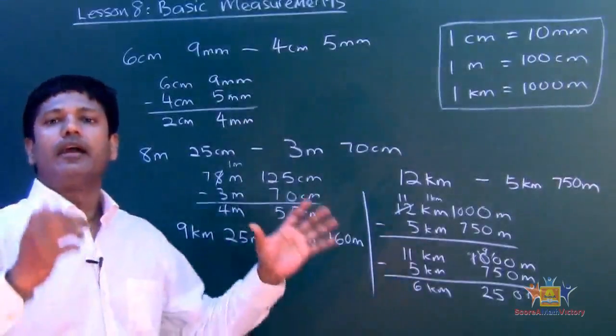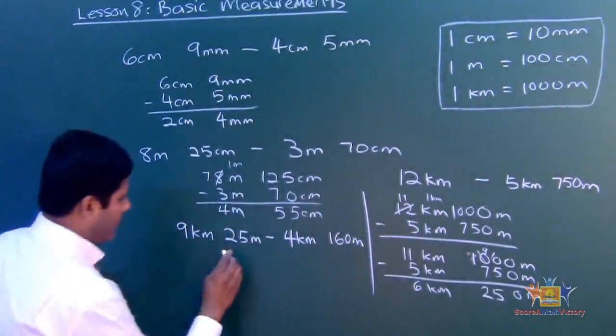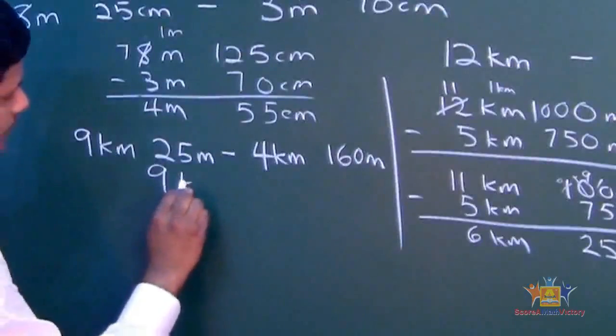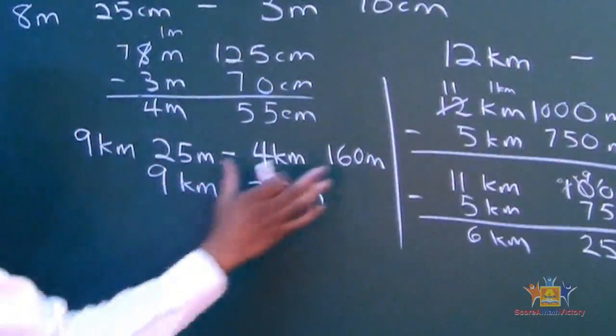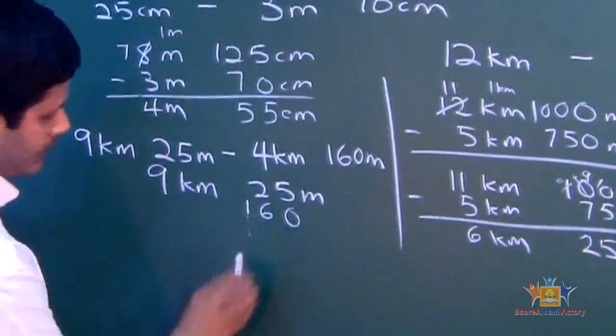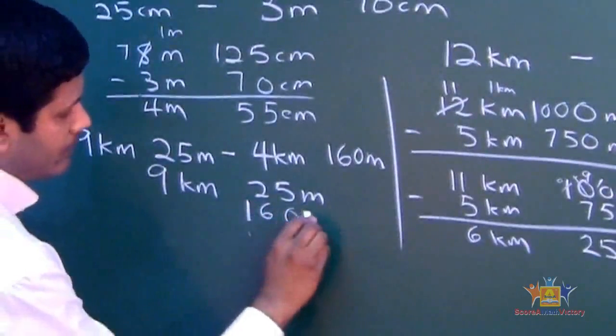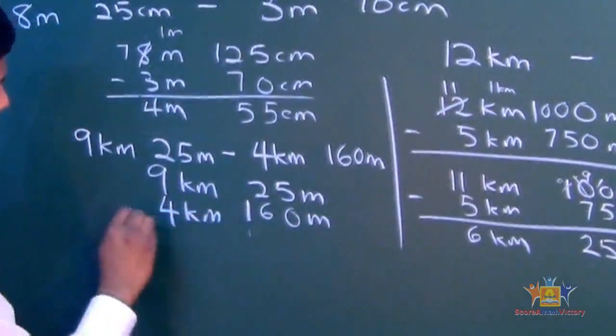What do you do? Again, line them up. Very important, lining them up. I'm going to take this, I'm going to put it right here. 9 kilometers, 25 meters. Now bring this one, 160 meters and then 4 kilometers. Alright, you're going to subtract them.